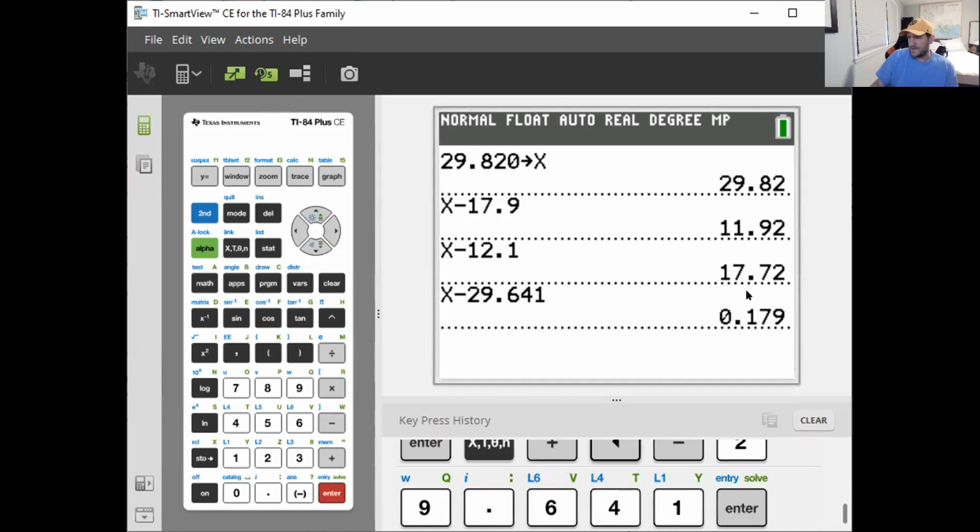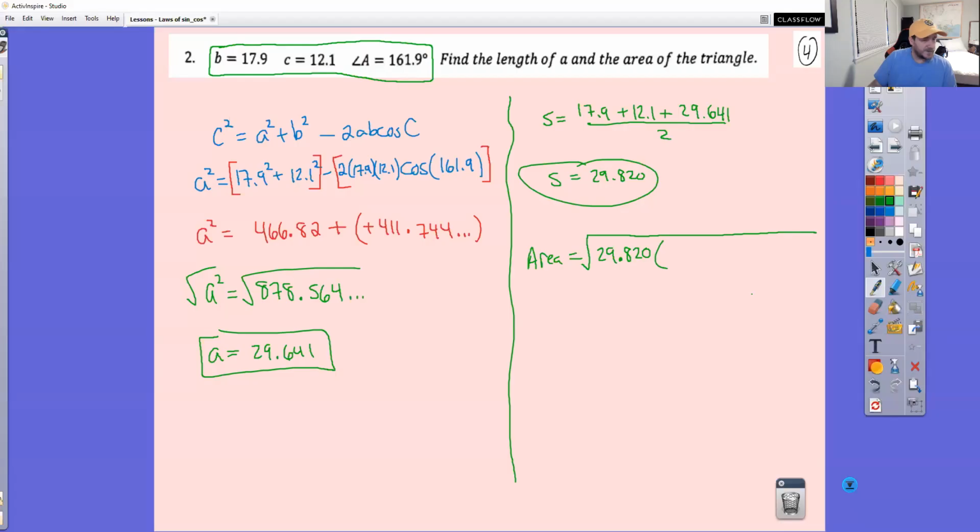But there's the other three numbers that we're going to want under the radical in Heron's formula. And I calculated them quickly by just being able to press x instead. So that's another good little trick. Back to the work we go. I can now grab these numbers and enter them. So we had 11.92, which is technically 11.920. We had 17.72, and then we had 0.179.